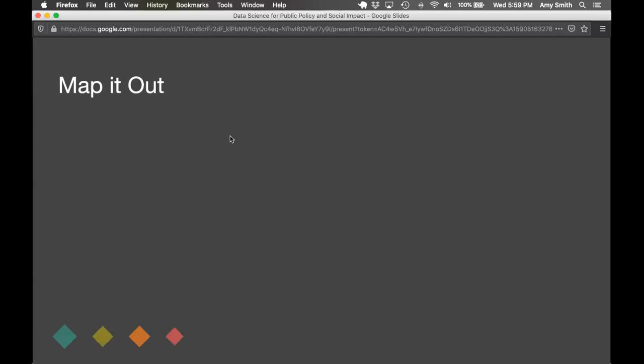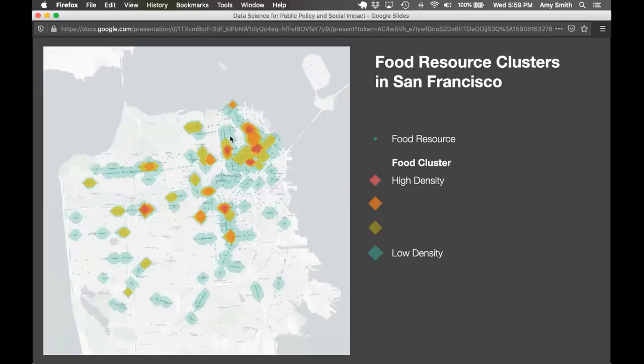And the next step is probably my favorite. Let's map it out. So here's what we see as the result of the clustering process. The small blue dots are the individual food resources. So again, that could be restaurants, it could be supermarkets, produce stands, etc. The light blue diamonds are the low density clusters. So the ones where I just set a light threshold of 5 restaurants or shops or other food resources within proximity to each other. But then I ran this algorithm a few times with higher thresholds to get a range of densities from low to high.